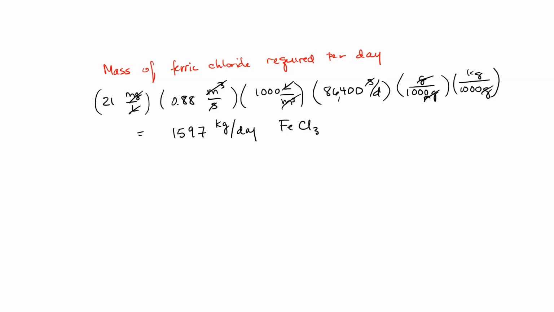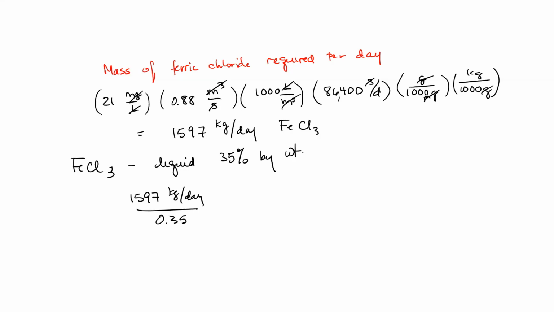Now, I didn't ask you this, but ferric chloride is actually provided as a liquid. It's about 35% by weight is how it would be purchased. So since it's by weight, we need to actually divide that by 0.35. And the solution that we would be buying would actually weigh 4,562 kilograms per day because it's only roughly a third pure.